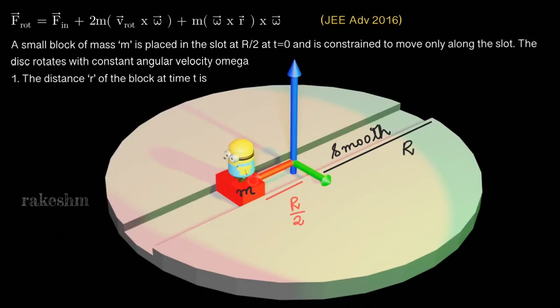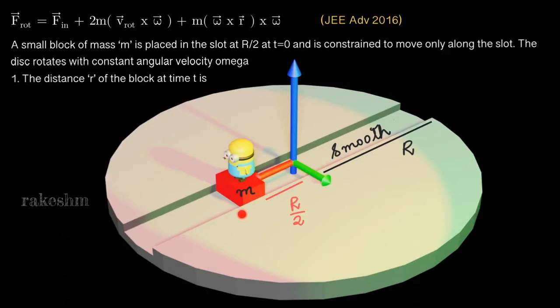So there is a small block of mass m here, and it is placed in the slot at a distance r/2 from the center at t equals 0. The disk rotates with constant angular velocity omega. So the disk rotates about this axis with constant angular velocity omega. It is asked the distance r of the block at time t. So let us have a look at what happens.